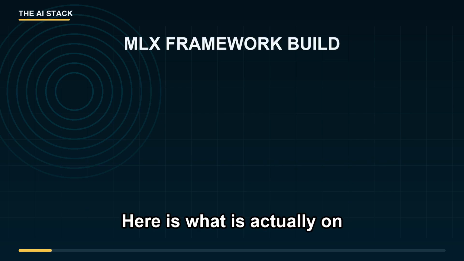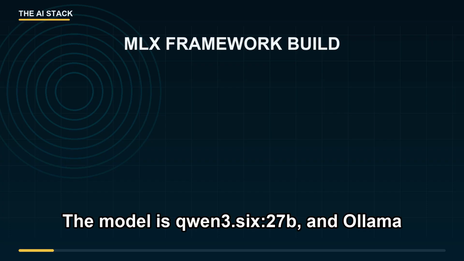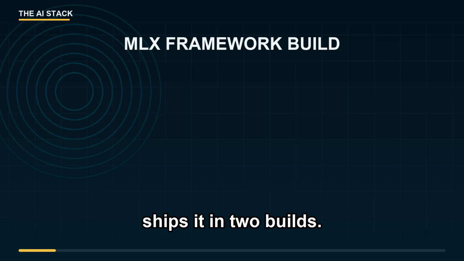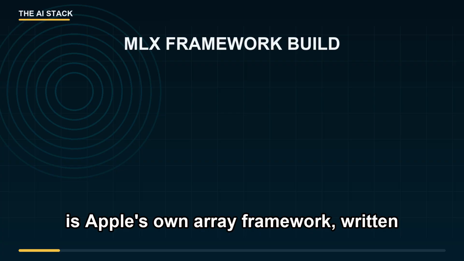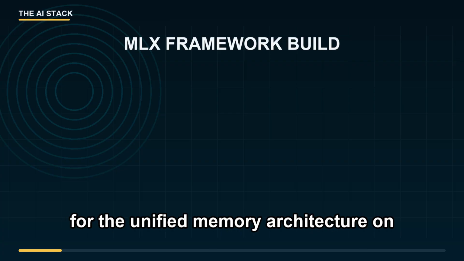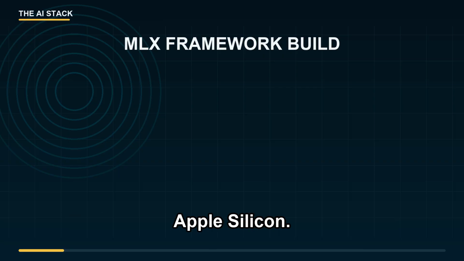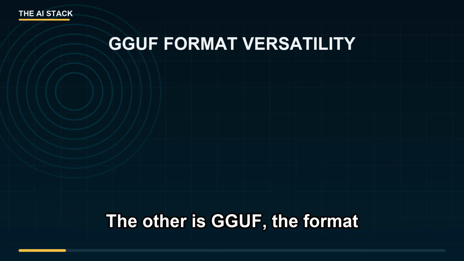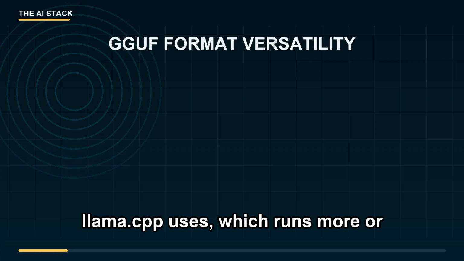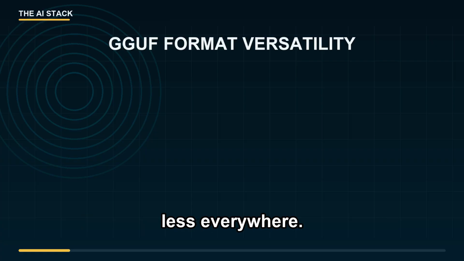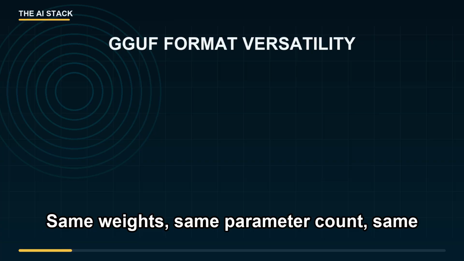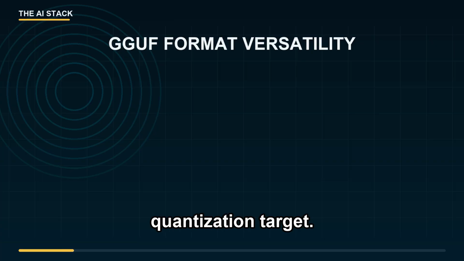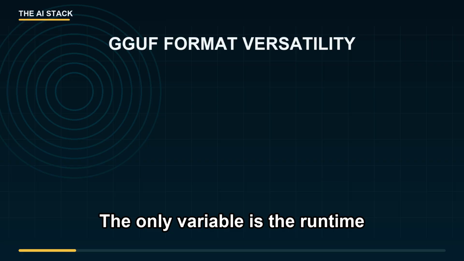Here is what is actually on the machine. The model is Qwen 3.6 27B and Ollama ships it in 2 builds. One is compiled for MLX, which is Apple's own array framework written for the unified memory architecture on Apple Silicon. The other is GGUF, the format llama.cpp uses, which runs more or less everywhere. Same weights, same parameter count, same quantization target. The only variable is the runtime underneath.